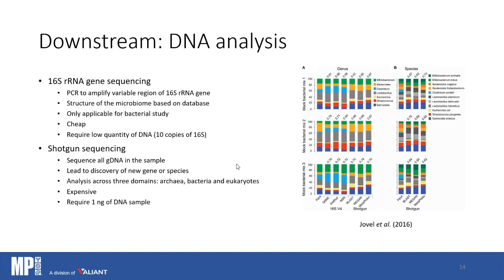The second method aims to sequence all the DNA in a sample. This often leads to the discovery of new genes or species that are not previously recorded in the database. And moreover, the analysis is not limited to bacteria only, as the genes for archaea and eukaryotes can also be sequenced. However, the drawback is the high cost and it requires a high amount of DNA.